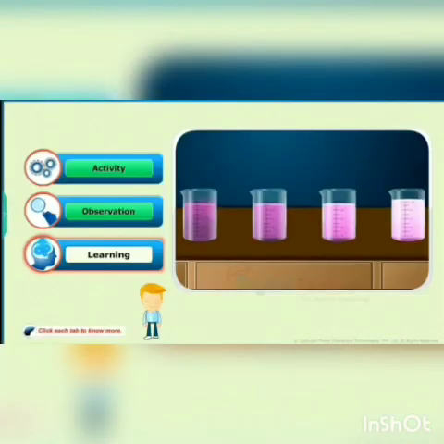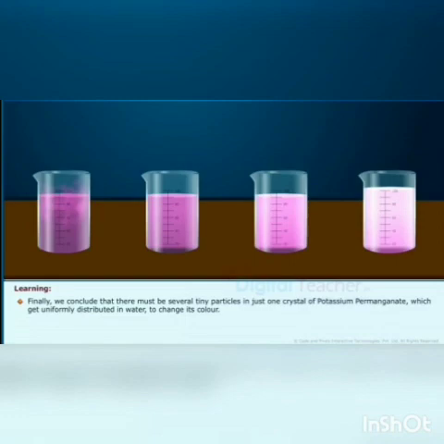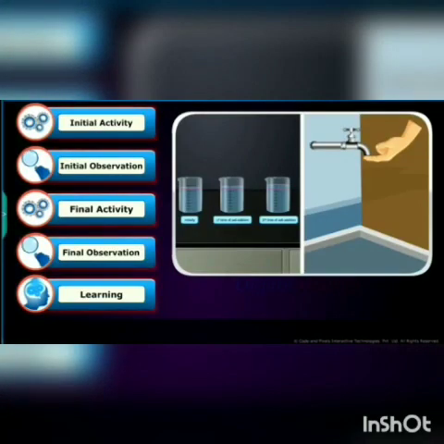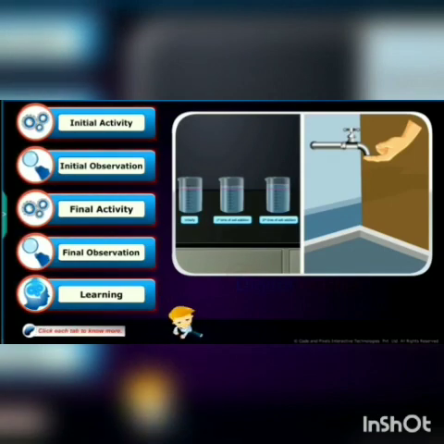Finally, we conclude that there must be several tiny particles in just one crystal of potassium permanganate, which gets uniformly distributed in water to change its color. Particles of matter attract each other. Yes or no? We'll try to find out.